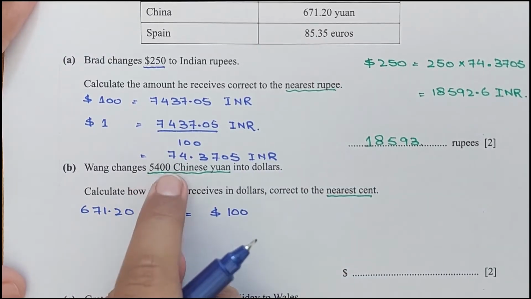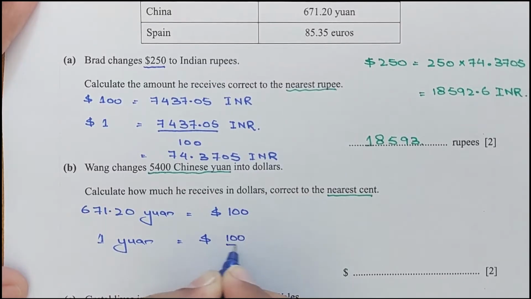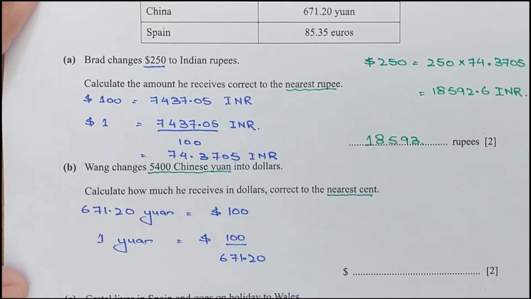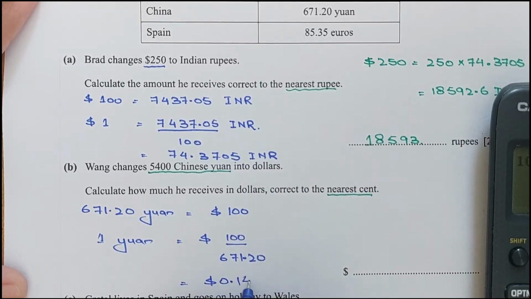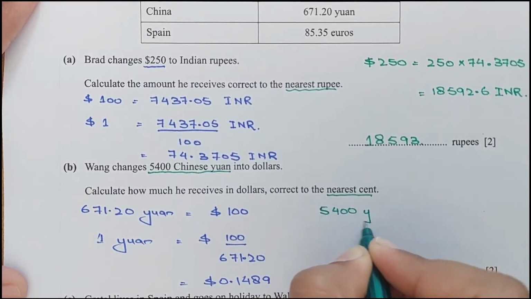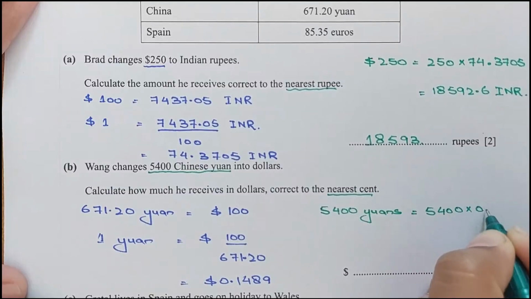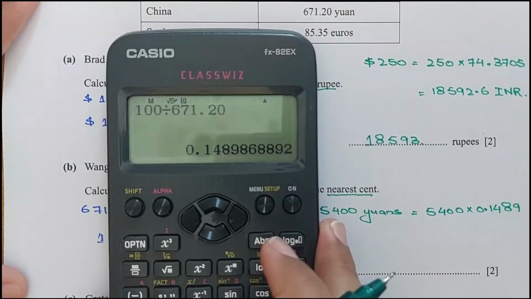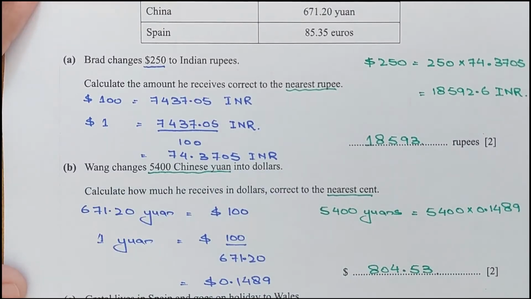We have to find the answer for 5,400 Chinese yuan. So first find 1 yuan in terms of dollars. Dividing both sides by 671.20, 100 divided by 671.20 is 0.1489. All right, so now let me find 5,400 yuan. This would be equal to 5,400 multiplied by 0.1489, which is 804.53 dollars, correct to the nearest cent, up to 2 decimal places.